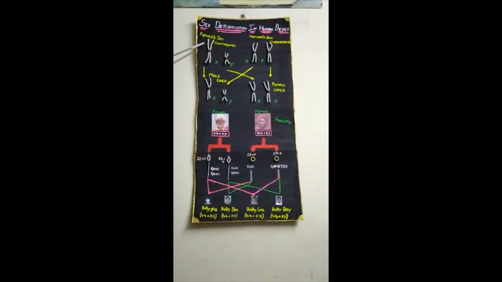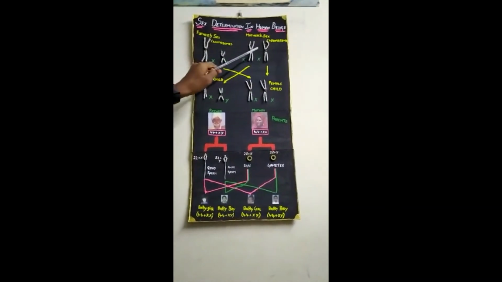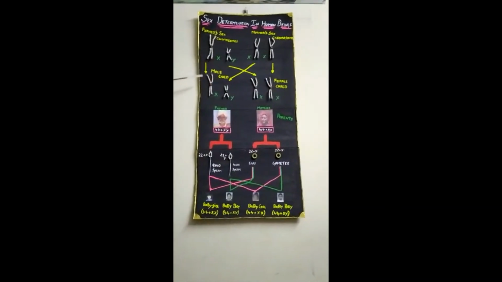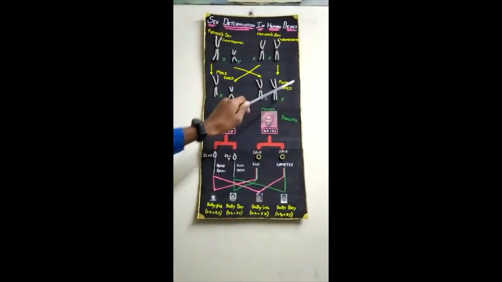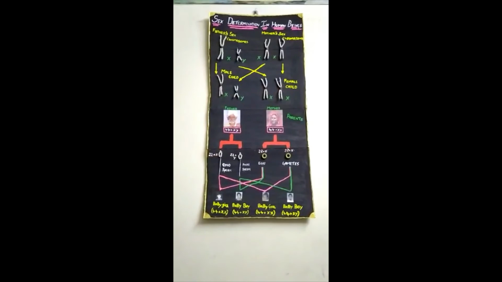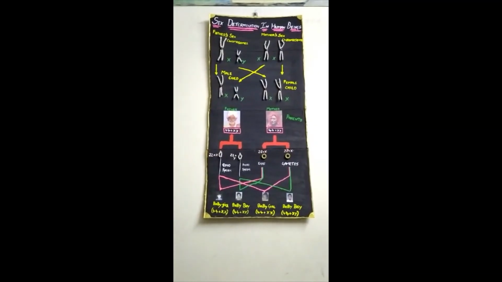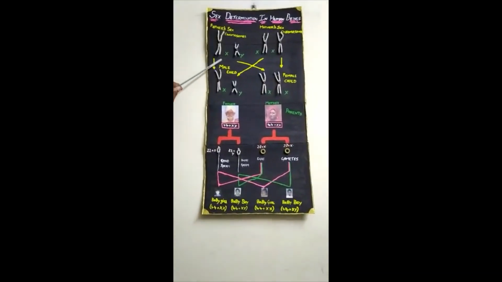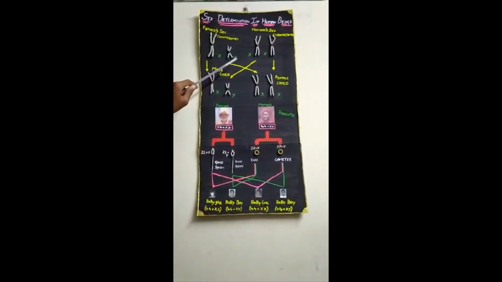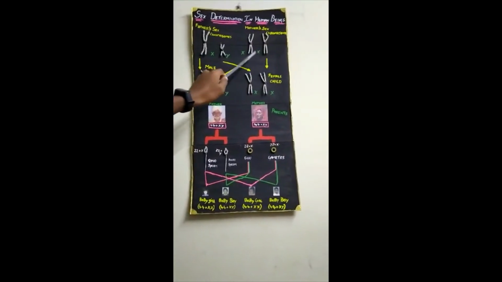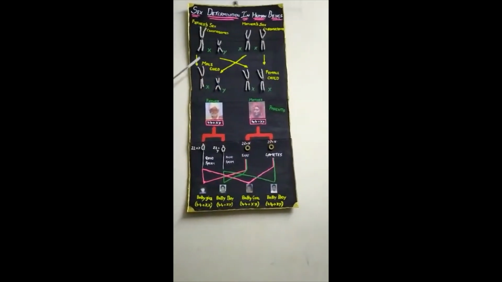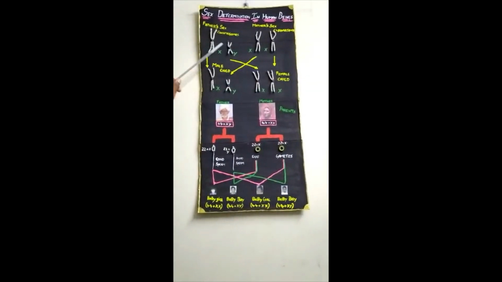This is the father's sex chromosome and this is the mother's sex chromosome. This is the male child's chromosome and this is the female child's chromosome. In sex chromosomes, there are two types: one X chromosome and one Y chromosome. The female has two X chromosomes, XX, but the male has one X chromosome and one Y chromosome.